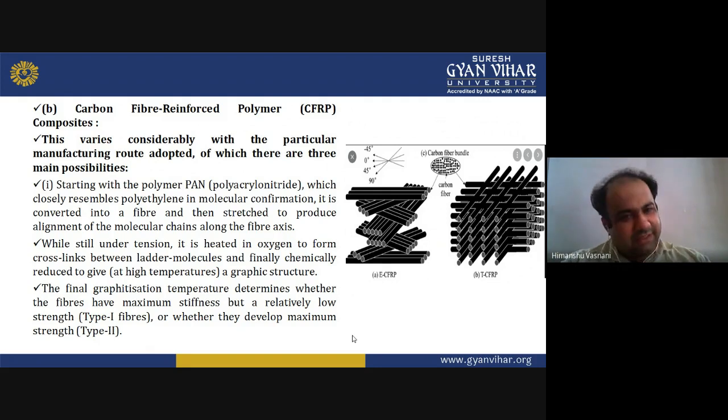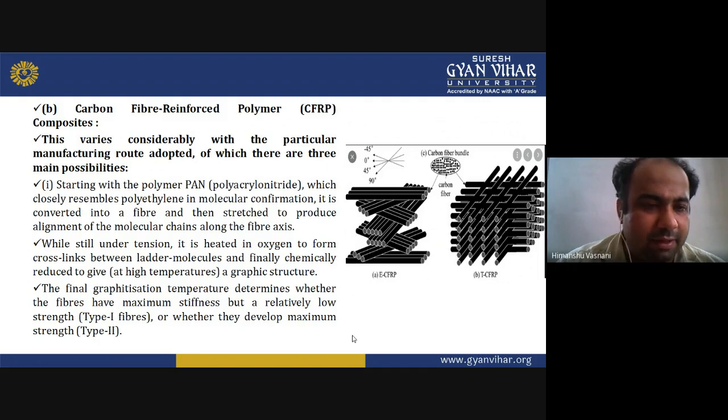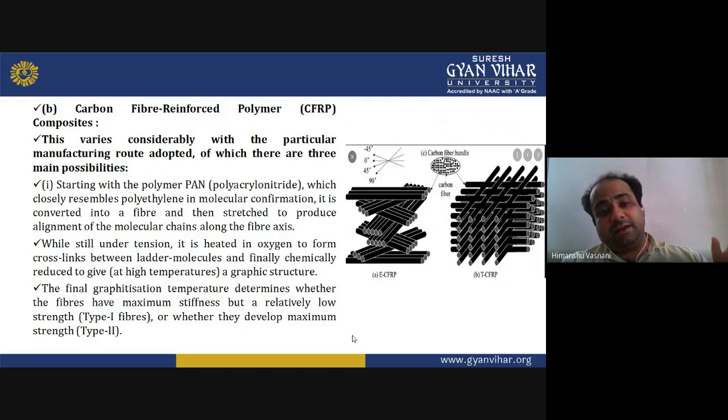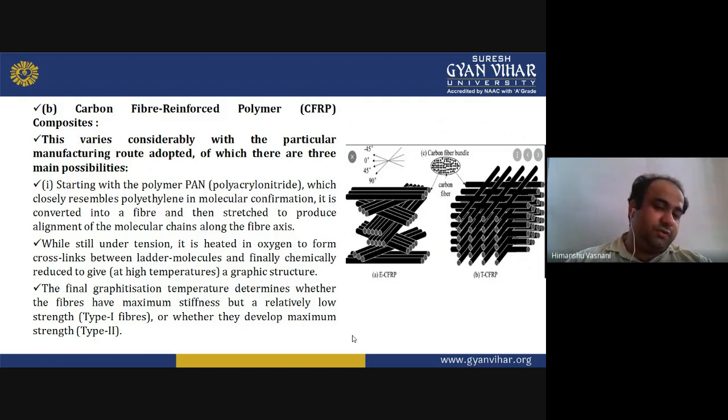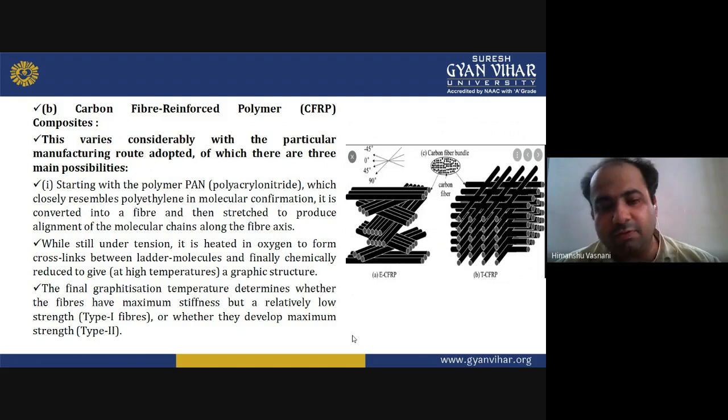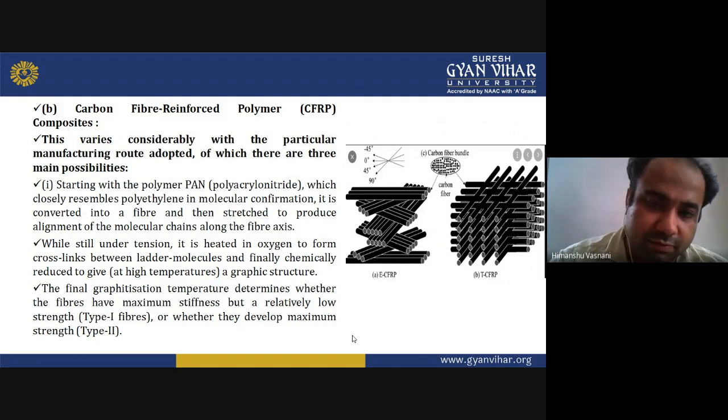While still under tension, it is heated in oxygen to form crosslinks between the ladder molecules, and finally chemically reduced at high temperatures to give a graphitic structure. The final graphitization temperature determines whether the fibers have maximum stiffness but relatively low strength, that is Type 1 fibers, or whether they develop maximum strength, Type 2.